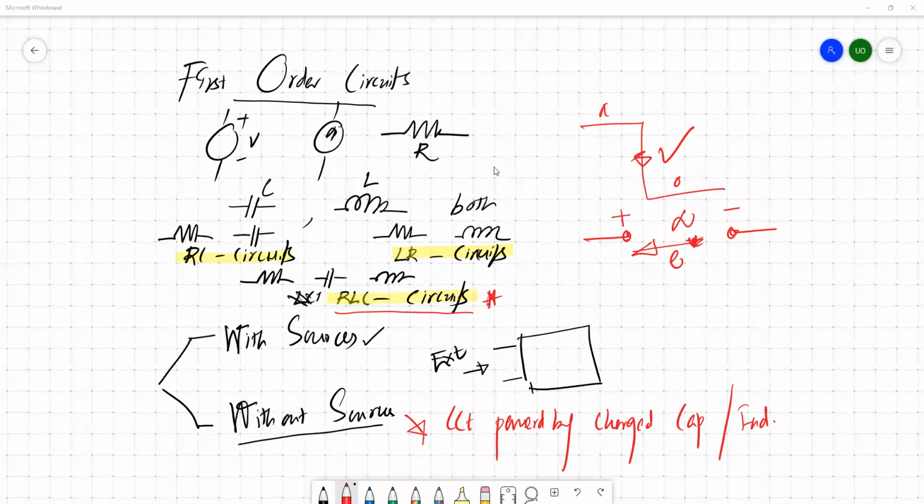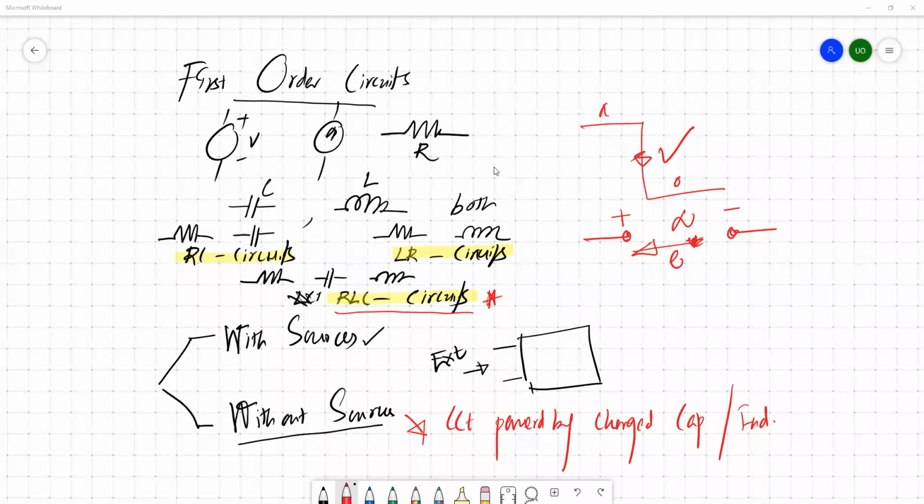Similarly, inductors can act as a kind of current source. Once you charge your inductors, the inductor acts as a kind of virtual source for this circuit, so you don't need external power to power up the circuit. The stored energy of the capacitor and the stored energy of the inductor can basically power up the circuit.